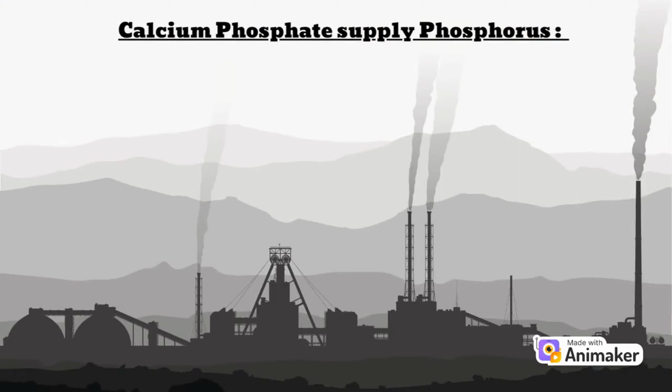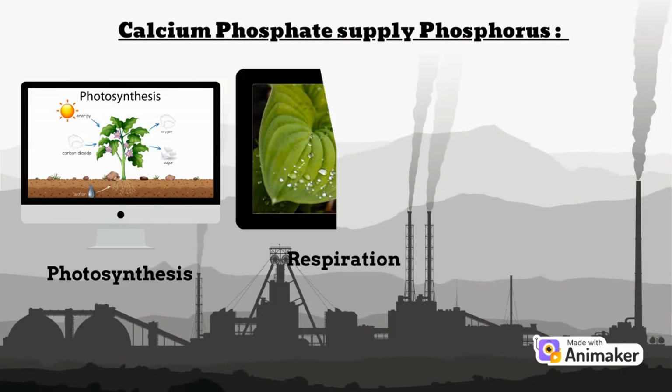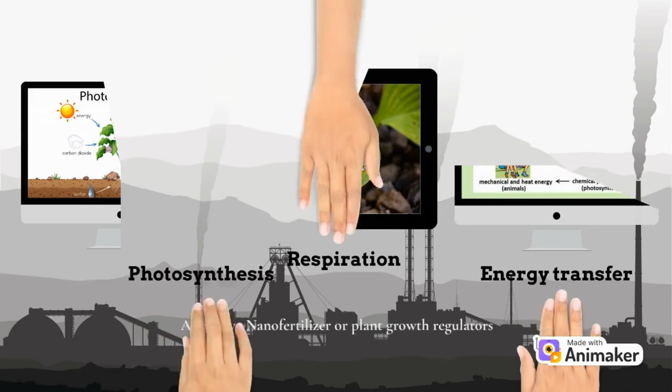Phosphorus is the second most limiting nutrient in crop production, and it is involved in many metabolic processes such as photosynthesis, respiration and energy transfer. Phosphorus deficiency can cause stunted growth and purple coloration. Calcium phosphate can be applied as nanofertilizers or plant growth regulators.